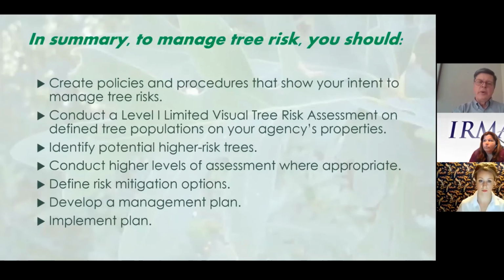So to summarize, you want to create policies and procedures that show that you want to manage risk in your trees. You want to do a level 1 assessment on your trees to identify potential higher risk trees, and you may have to do higher levels of assessment on certain trees where that's appropriate. Then you want to define what risk mitigation options you need to take from these assessments. You want to develop a plan, and then implement that plan. It's very systematic, taking it step by step, and understanding that you don't have unlimited resources to take care of everything at once, but you're doing the best you can to manage potential risk that's out there.